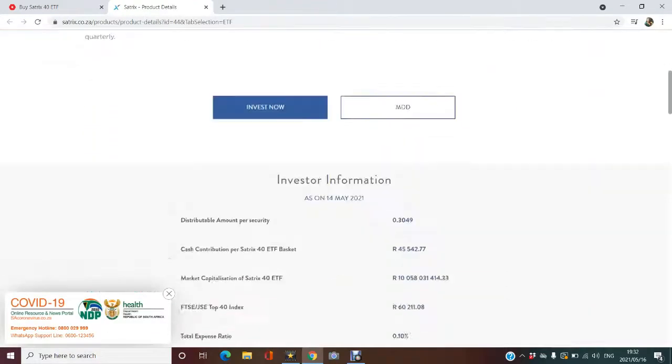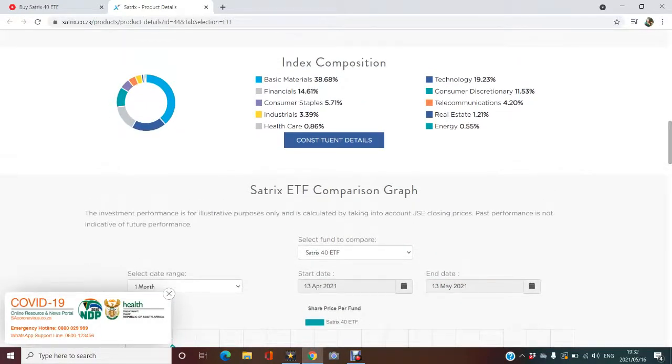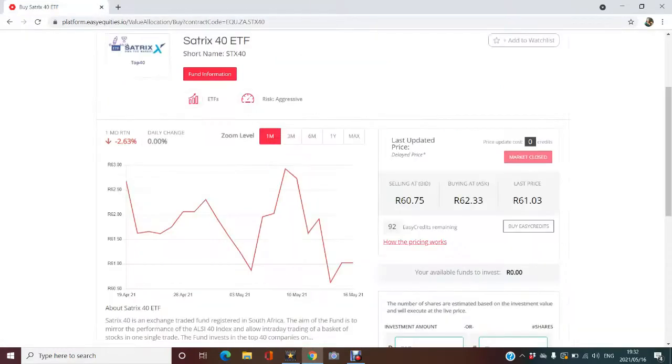I just want to show you quickly so you can see. They will show you what the index is composed of. They have 38% basic minerals, your financials. They've taken from those different sectors, put it into one basket, and then they price it. So when you're purchasing this, you are purchasing that whole basket. It comprises a lot of different shares. It's not one individual share, but they've put different shares in it, and you just purchase it for that amount.